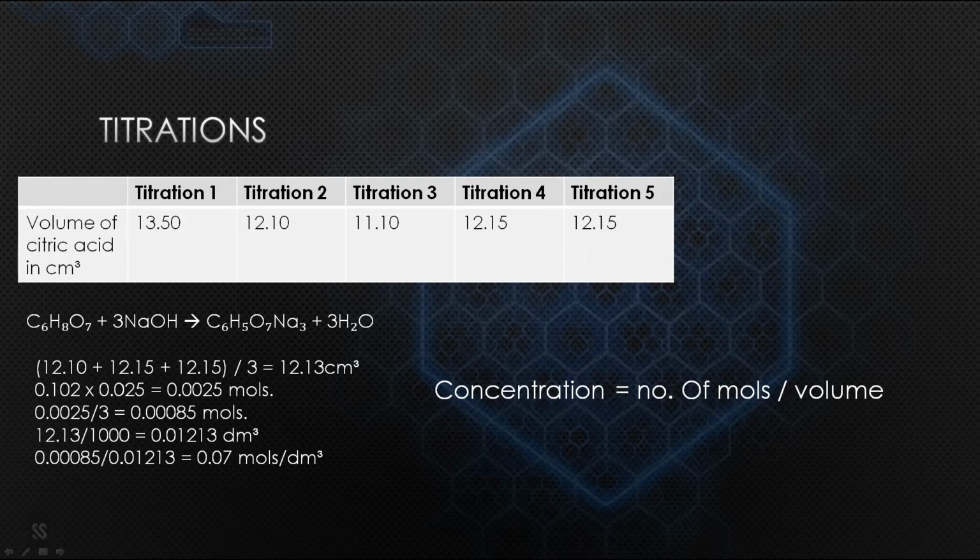We then rearrange the equation to get concentration equals the number of moles divided by the volume. Our answer needs to be in moles per decimeters cubed, so we need to convert the 12.13 centimeters cubed into decimeters cubed by dividing by 1000. We then divide the number of moles by the volume of acid, which gives us the concentration of the citric acid in moles per decimeters cubed.